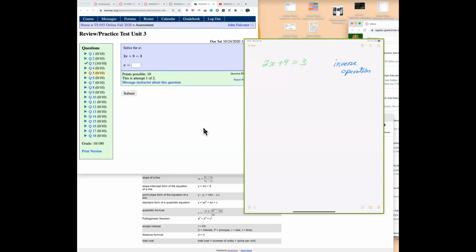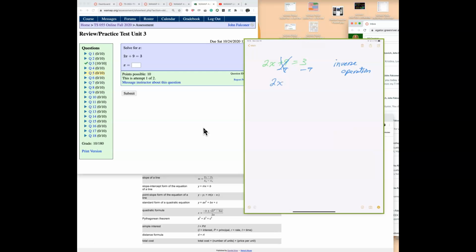Addition, subtraction, multiplication, division. And you may notice that those are in PEMDAS, right? They're kept at the same level. So there's a reason they're connected. Anyway, we're going to subtract 9 from both sides. So we have 2x plus 9 and minus 9. That leaves just 2x on this side.